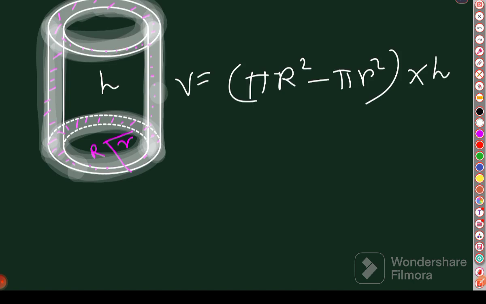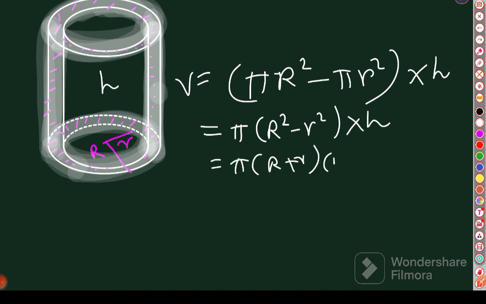So now the volume will be pi capital R square minus pi small r square into h. You can take pi common: pi into R square minus small r square into h. So this is pi into R plus smaller r, R minus smaller r, into h. This can also be the formula for the hollow sphere. Now I will show this volume. Surface area will be different. One surface area will be for the outer part, that is 2 pi R h, and the inner part 2 pi small r h. Their sum will be the total surface area.